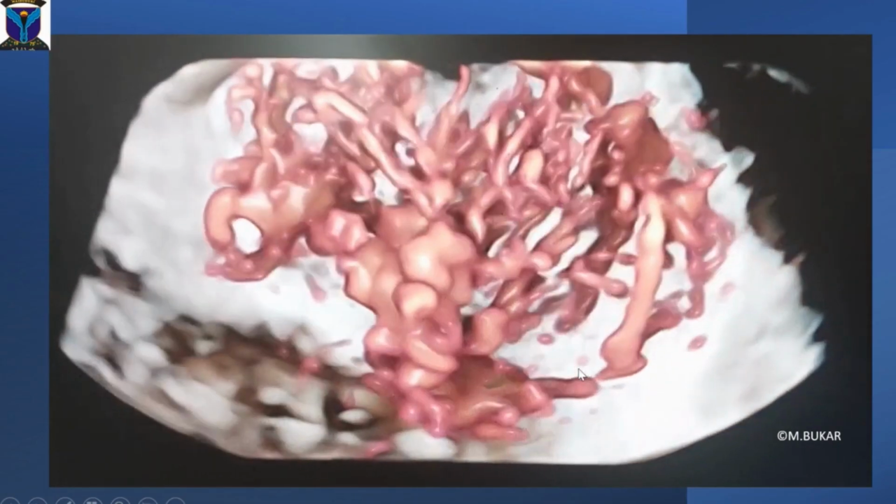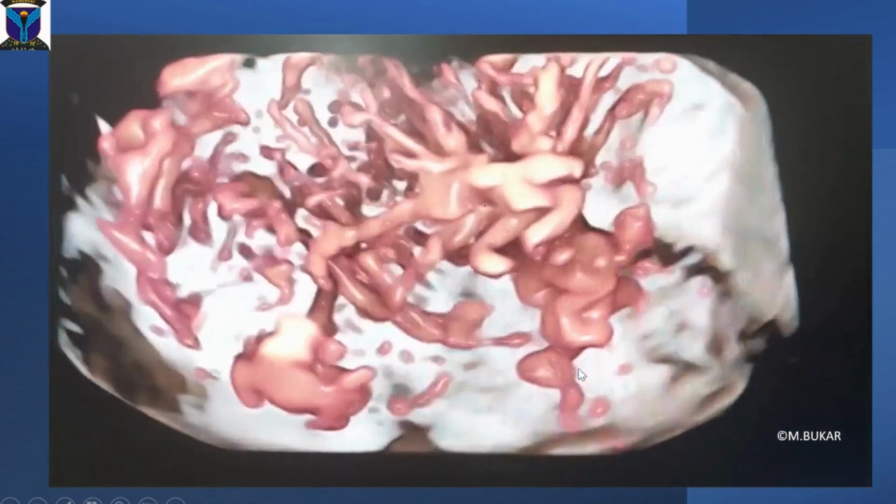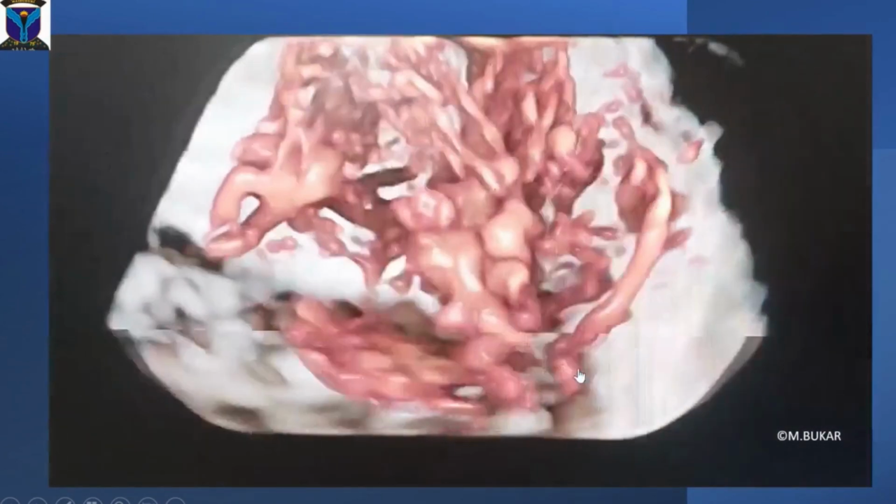So this is the single loop for the same case. Note the chaotic or riotous vascular appearance of malignant lesions.